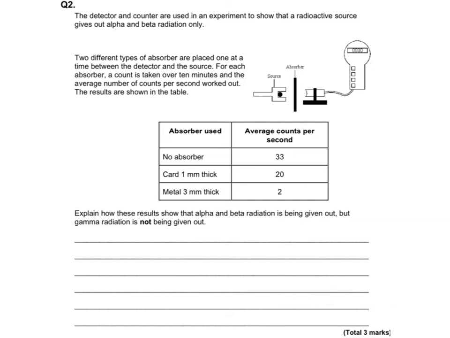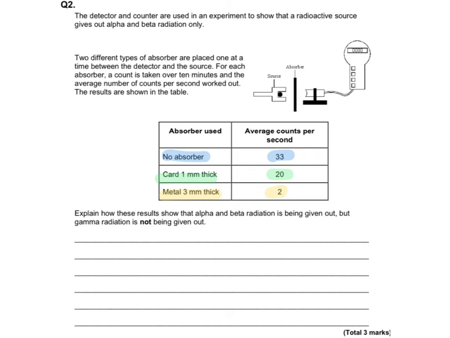So you can see here that we've got no absorber used. We end up with 33 counts per minute. Whereas when we use card, we're getting 20 counts per minute, but when we use metal, 3mm thick, we get 2 counts per minute. It says, explain how these results show that alpha and beta radiation is being given out, but gamma radiation is not being given out. This question is worth 3 marks, and you can see we've got 3 different pieces of data. So we're going to have to use each of the 3 different pieces of data in order to give us an account of why we've got alpha and beta but not gamma.